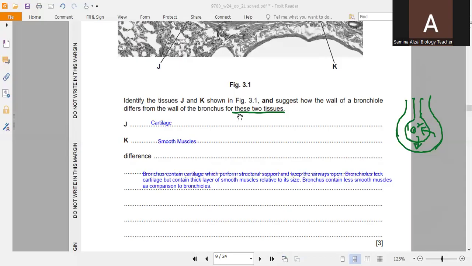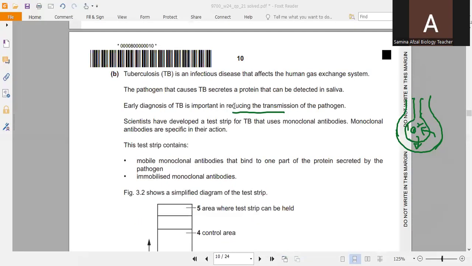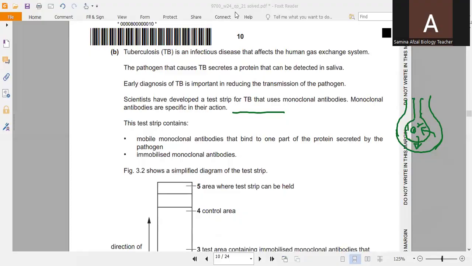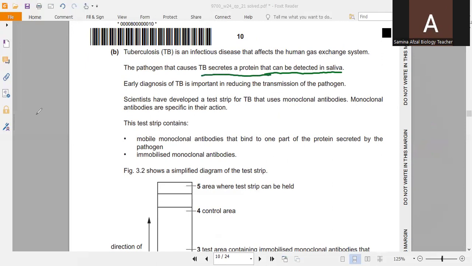Now, the next question is: tuberculosis is an infectious disease that affects the human gas exchange system. The pathogen that causes TB secretes a protein that can be detected in saliva. So early diagnosis of TB is important in reducing the transmission of the pathogen. Scientists have developed a test strip for TB that uses monoclonal antibodies, artificially made antibodies for TB.